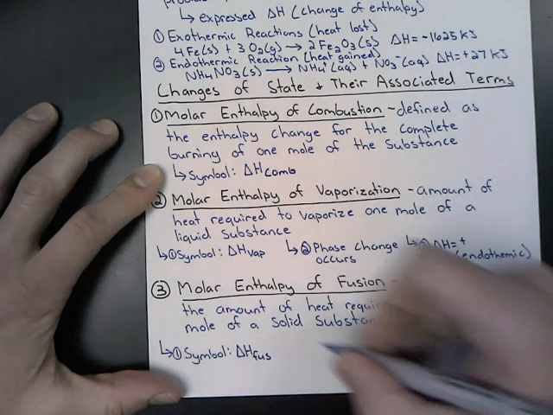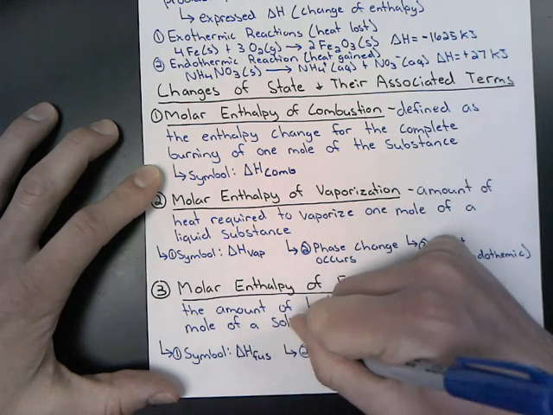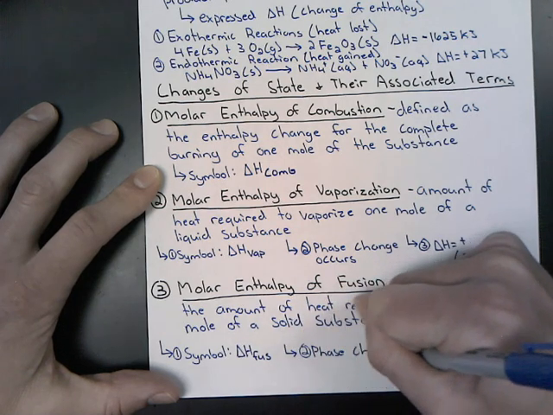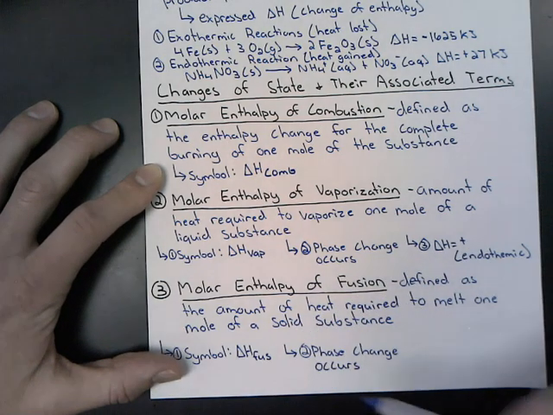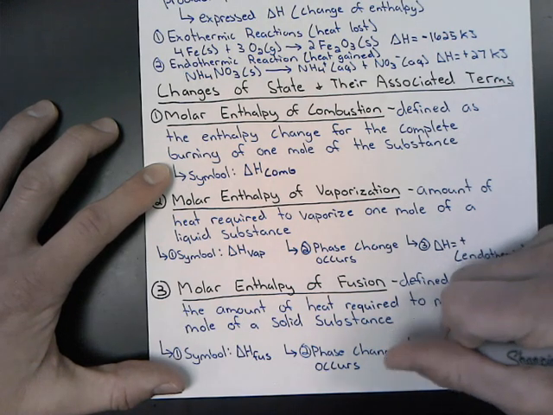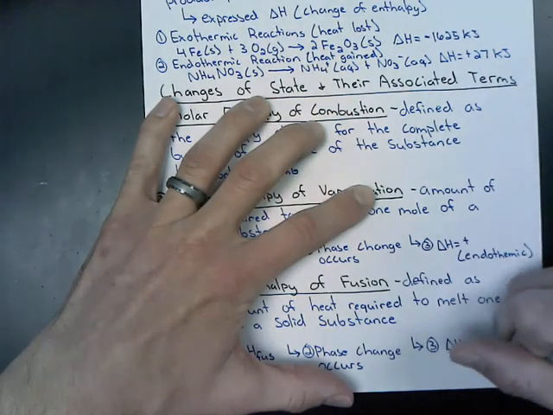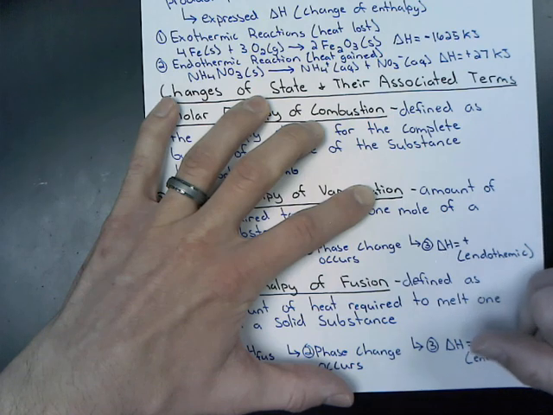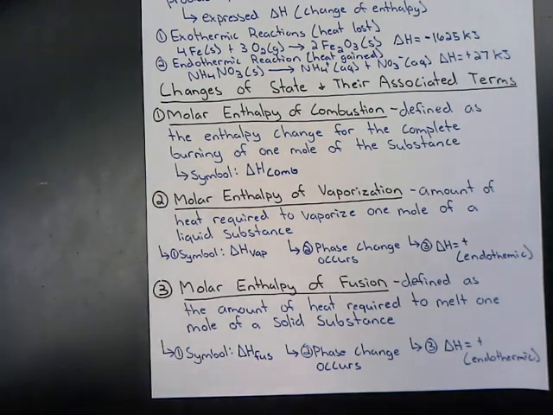That stands for fusion. Number two, just like we had above, we had a phase change occur, and that's because we go from a solid to a liquid. Think of ice melting. And then number three here, once again, we have a positive delta H. If we think like a thermochemist, we have an endothermic process that is occurring.